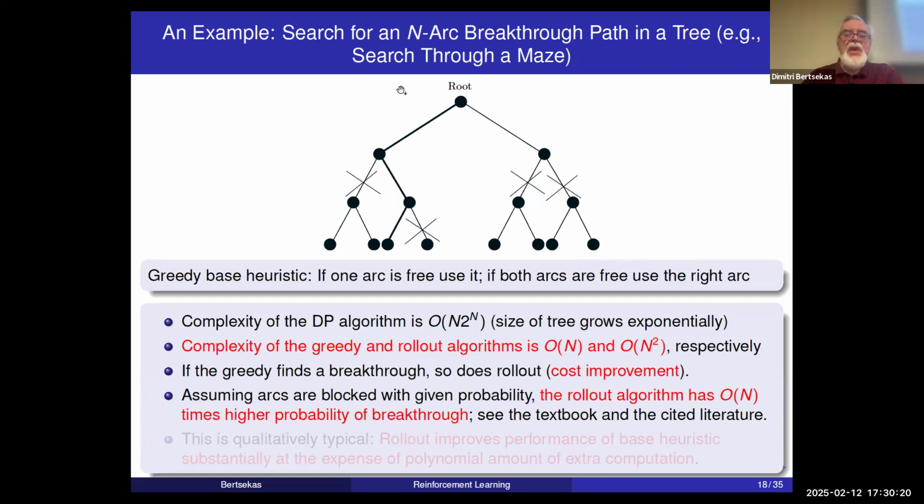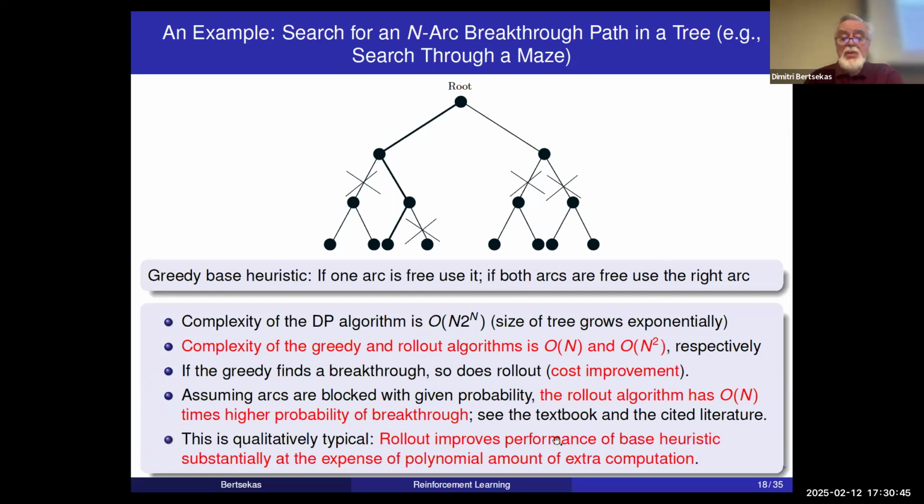The rollout algorithm has a small amplification factor of complexity over the Bayes heuristic, but it also has a much better probability of success. And that's the trade-off that rollout typically poses: more effort for better performance. So that's what I'm saying here. Rollout improves the performance of the Bayes heuristic substantially at the expense of a polynomial amount of extra computation.